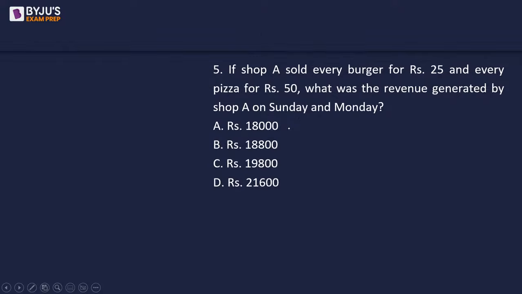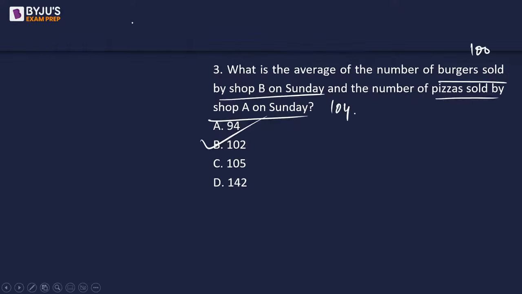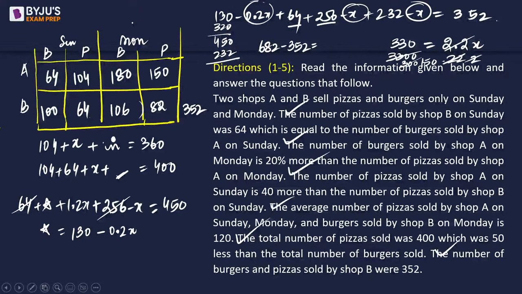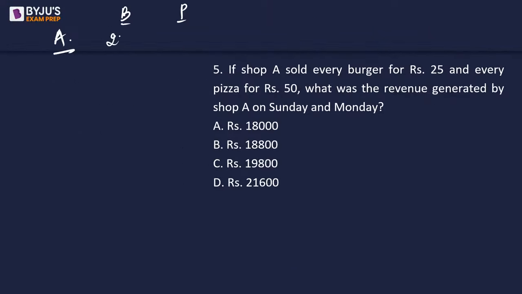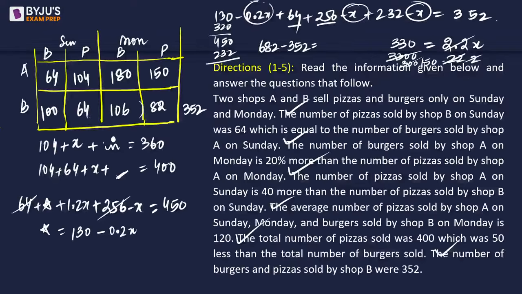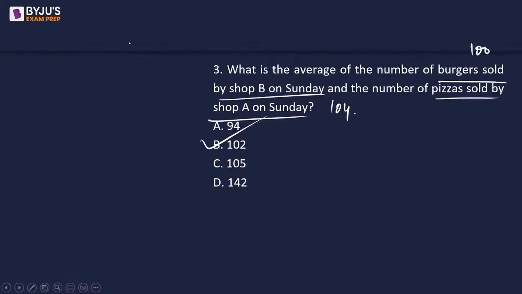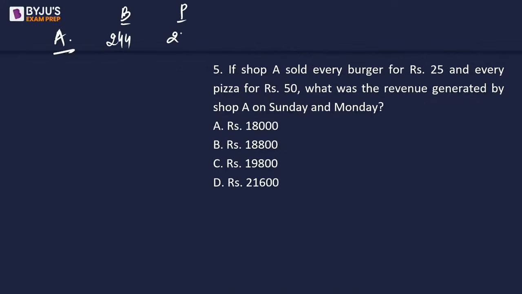Okay, next. If shop A sold every burger for rupees 25 and every pizza for rupees 50, what was the revenue generated by shop A? So if you look at shop A, burgers and pizzas, let's count how many total burgers and how many total pizzas shop A sells. So it is 64 plus 180, which is going to be 244, right? So 244 burgers. And let's talk about pizzas. 104 plus 154 is 254.